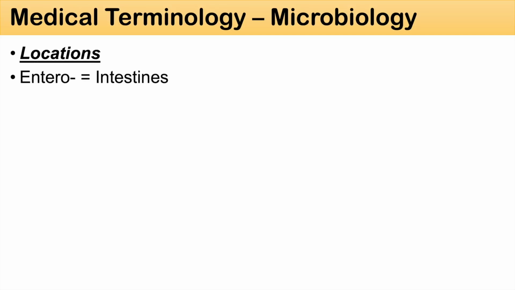So a lot of microbiological organisms are described by where they inhabit, so locations specifically. Some of these include the prefix entero, which means intestine. So you can think of, again, Enterobacter or Enterobacteriaceae.